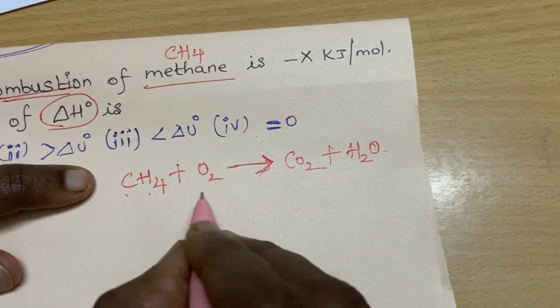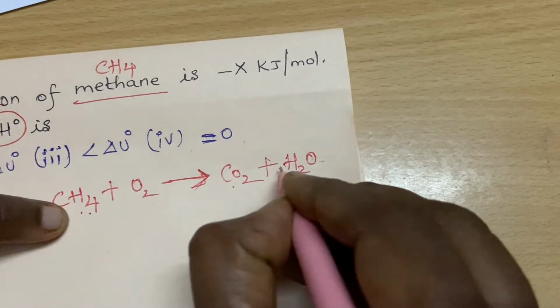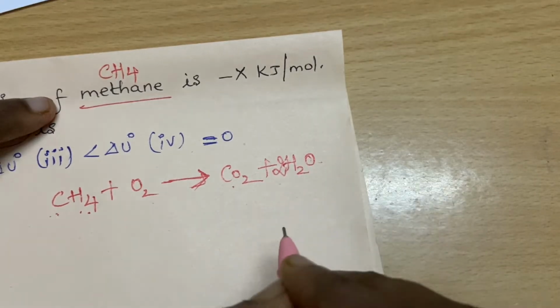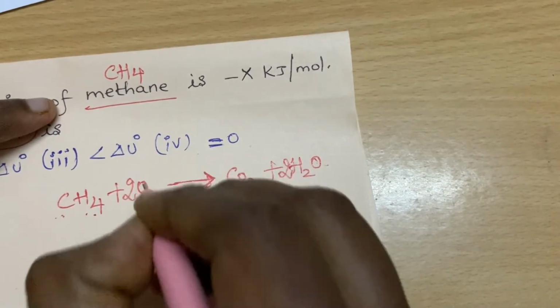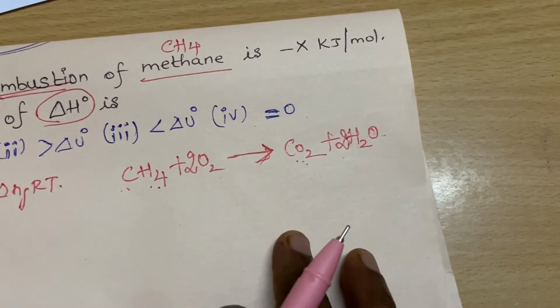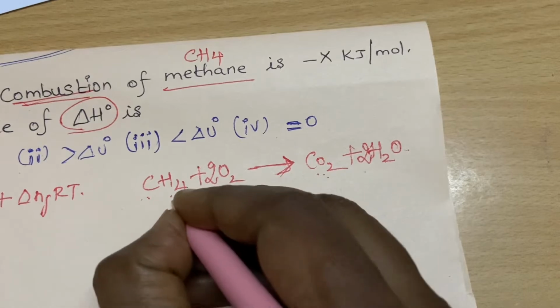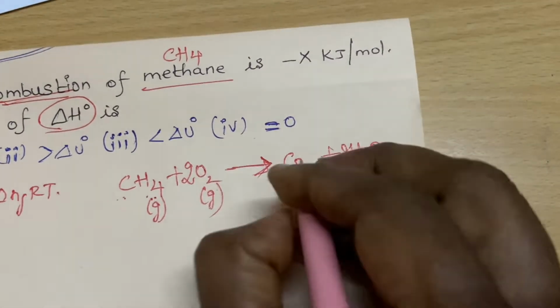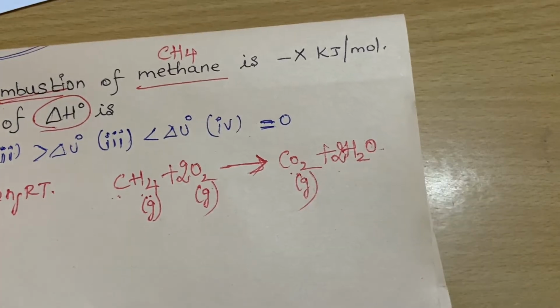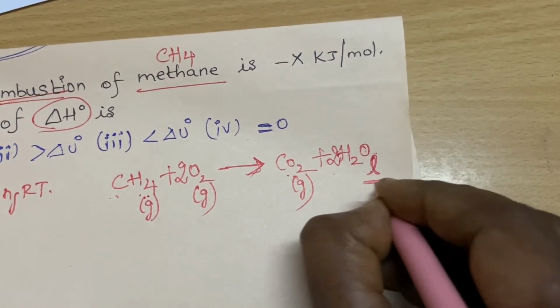Here one carbon and 4 hydrogens are there, so I'm putting here 2, and oxygen, what is the number of oxygen? So here this is the balanced equation. What you have to do is write the correct equation and balance those equations. Here we know that methane is gaseous in nature, oxygen is gaseous in nature, and carbon dioxide is also gaseous in nature, and water, usually liquid water, will be produced in the reaction.